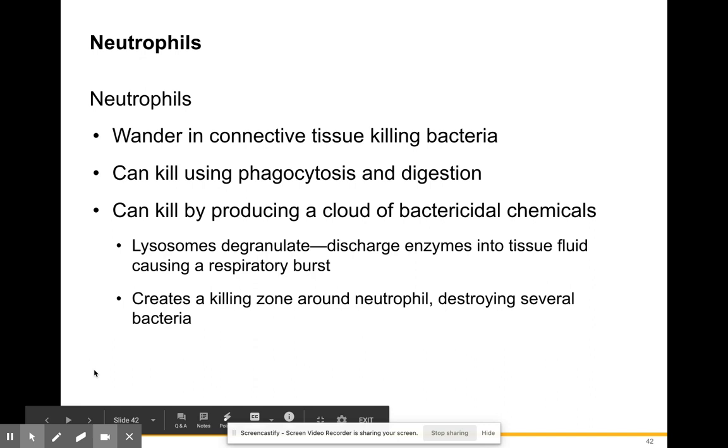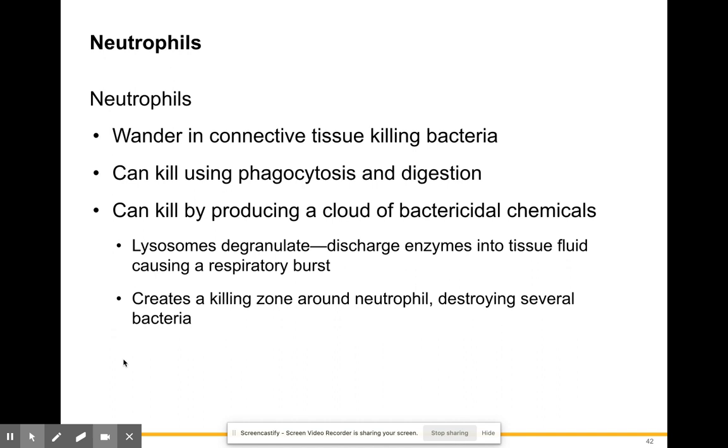Okay, so let's talk about each one of these a little bit more in-depth. A neutrophil, which is a type of leukocyte, is going to wander in your connective tissue and help to kill bacteria. The way it kills bacteria is it's going to use this phagocytosis process that I just mentioned, this engulfing or surrounding of its membrane around a bacterial cell or a pathogen, and it's going to digest it.